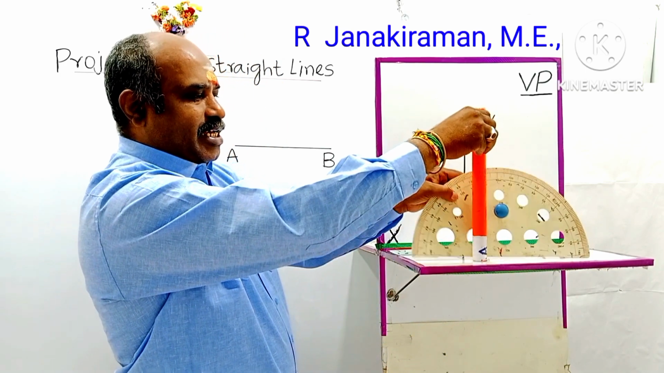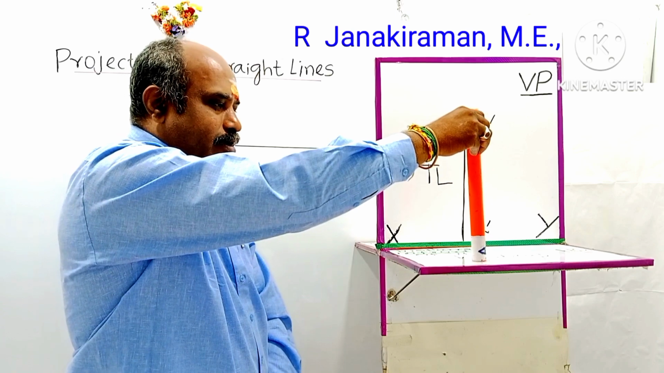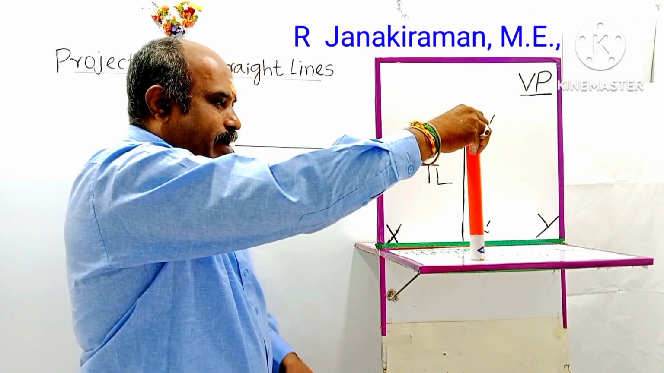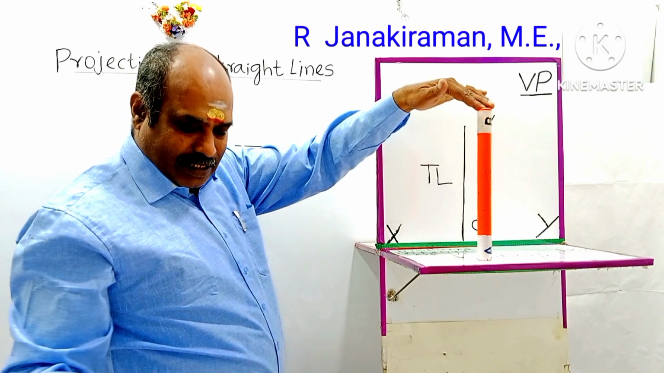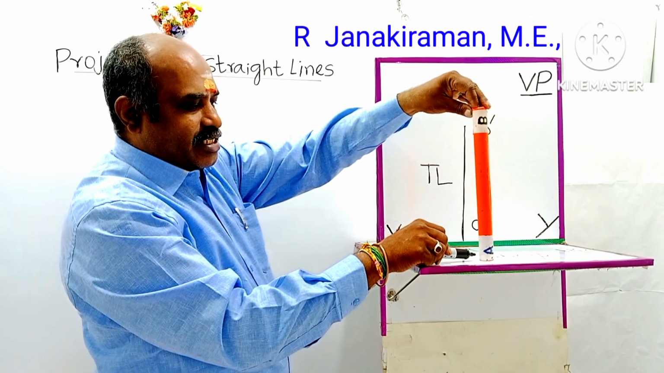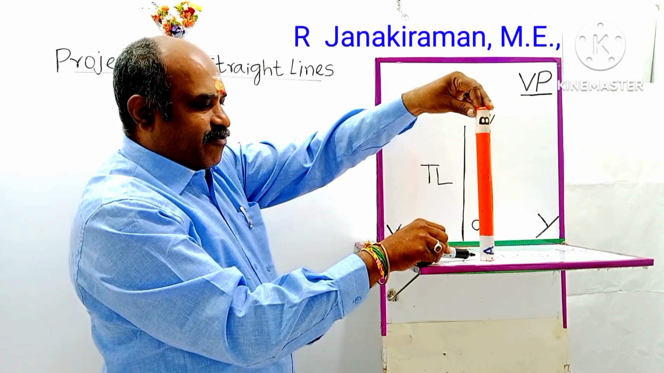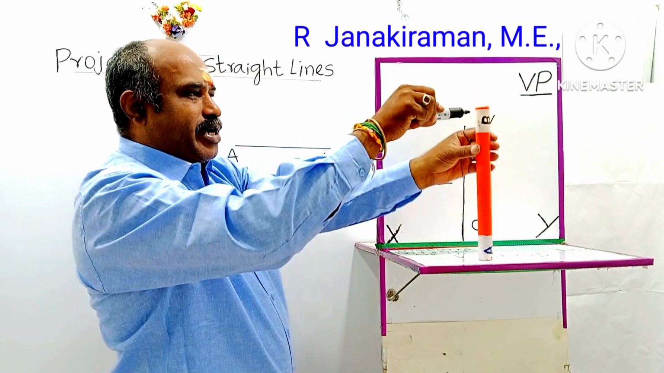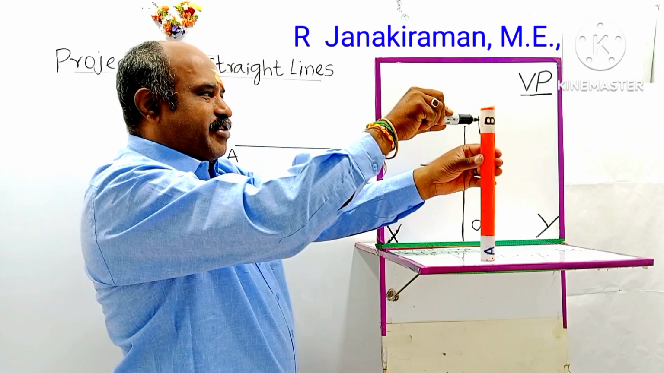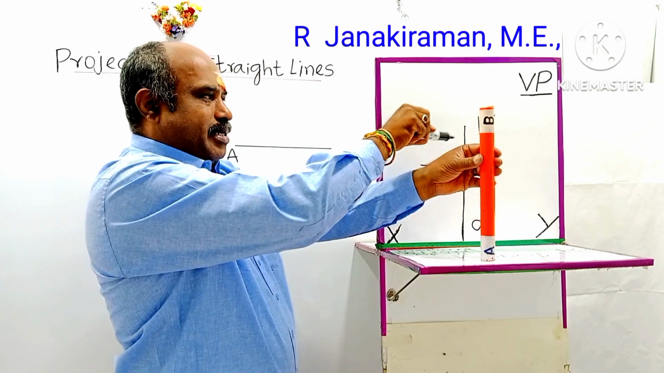So I can say the line is perpendicular to HP and parallel to VP. Parallel means equal distance. The end point A is, say, 50 mm in front of VP. Similarly, the end point B is also located 50 mm in front of VP, this gap.